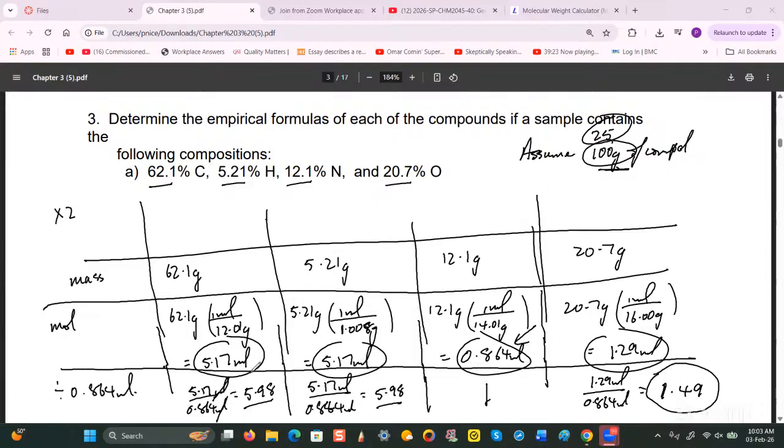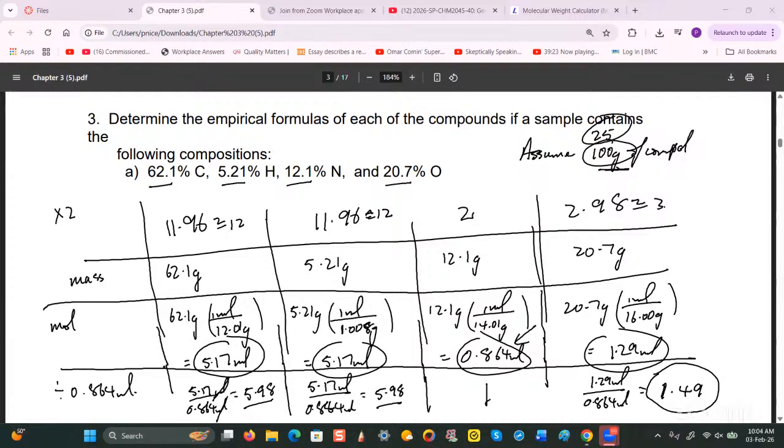So 5.98 times 2 gives you 11.96, and you're going to have 11.96 here as well. And 1 multiplied by 2 will give you 2, and 1.49 multiplied by 2 will give 2.98. So now we have some numbers that we can round off to the nearest integer because they're close to the nearest integer, right? So the 11.96 you can round up to 12, and 12 here. And this will be still 2, and this now you can round off to 3, all right?